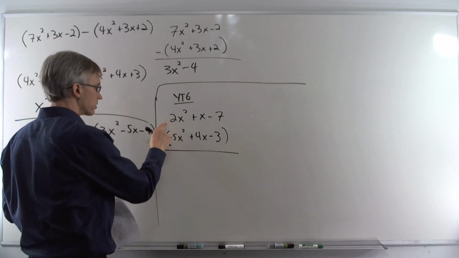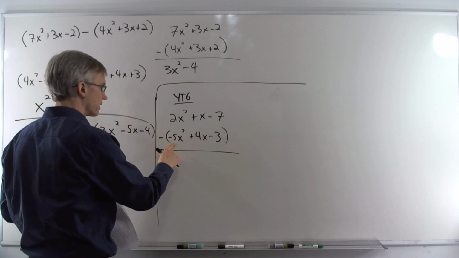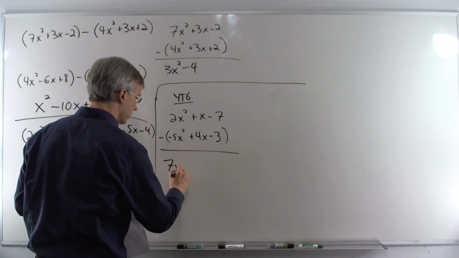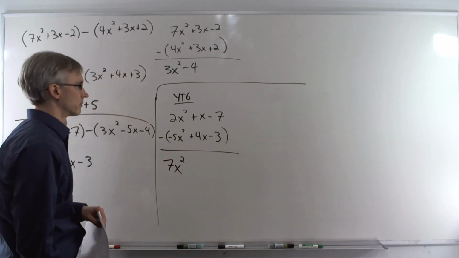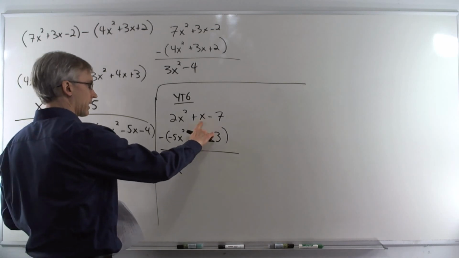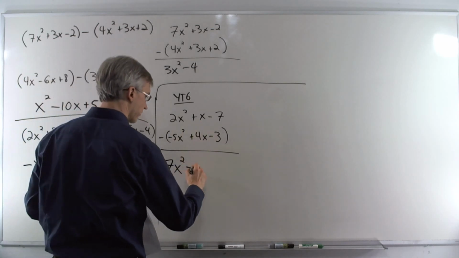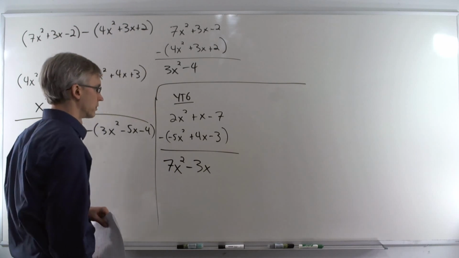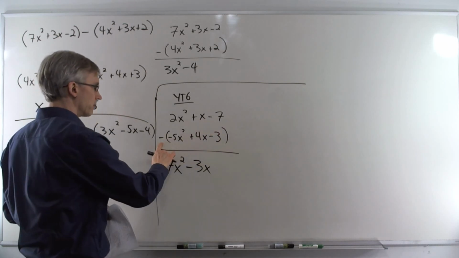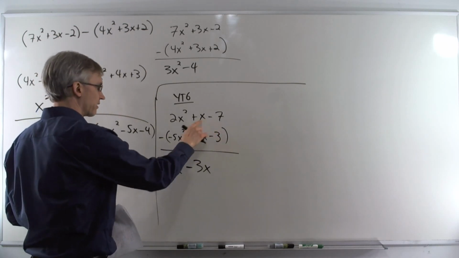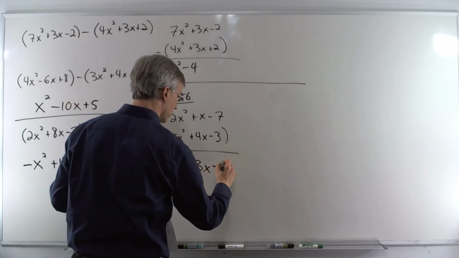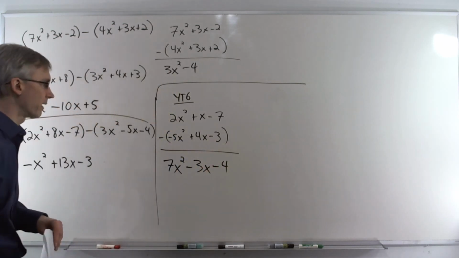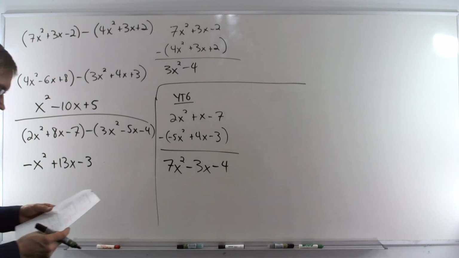Right, now subtracting, 2 minus negative 5 is the same as 2 plus 5, so that is 7x squared. x minus 4x is negative 3x. Now I got negative 7 minus negative 3, which is the same as negative 7 plus 3, which is negative 4. 7x squared minus 3x minus 4.